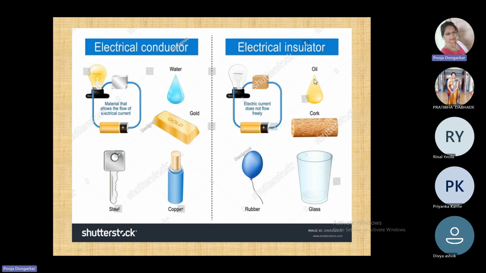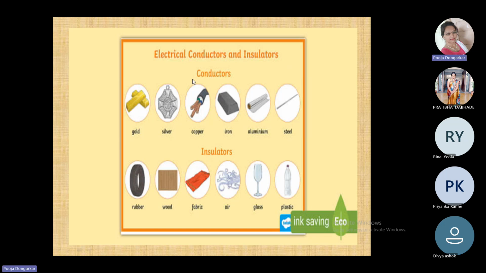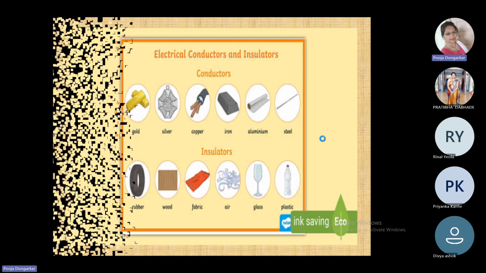These are the electrical insulators, and the electric conductors are the ones made of metals. These are electric conductors: gold, silver, copper, iron, aluminum, steel. And these are the insulators: rubber, wood, fabric, air, glass, and plastic bottles are also insulators.